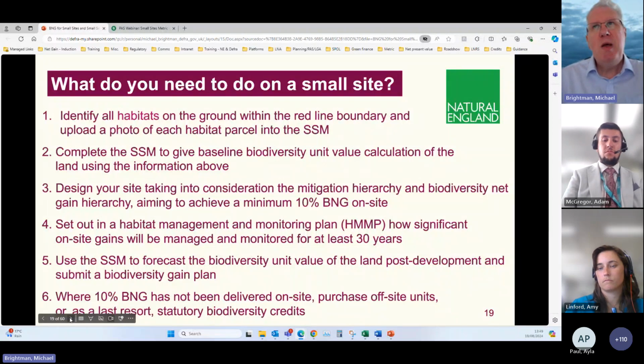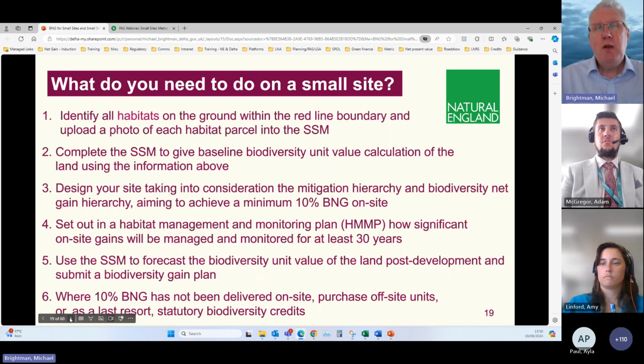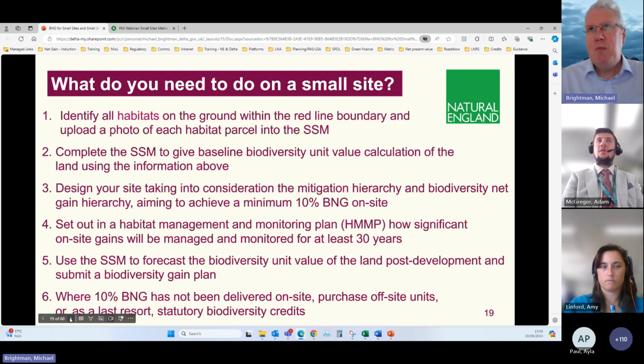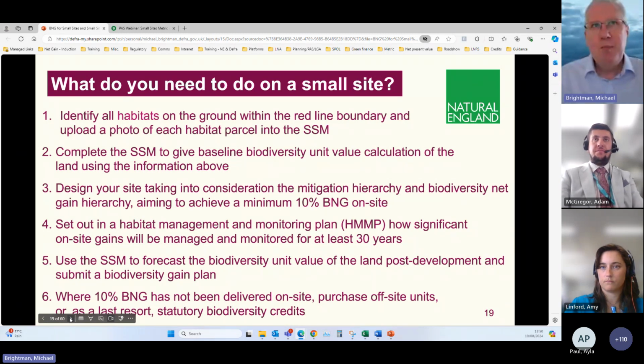Again, this information is presented in a way that you could give advice to developers or landowners. On a small site, the competent person has to identify all the habitats on the ground that are within the red line boundary. When using the small sites metric, there's also a requirement to upload a photo of each habitat parcel into the metric. The competent person needs to complete the small sites metric to give the baseline biodiversity unit value of the land using the information that they get from point 1.